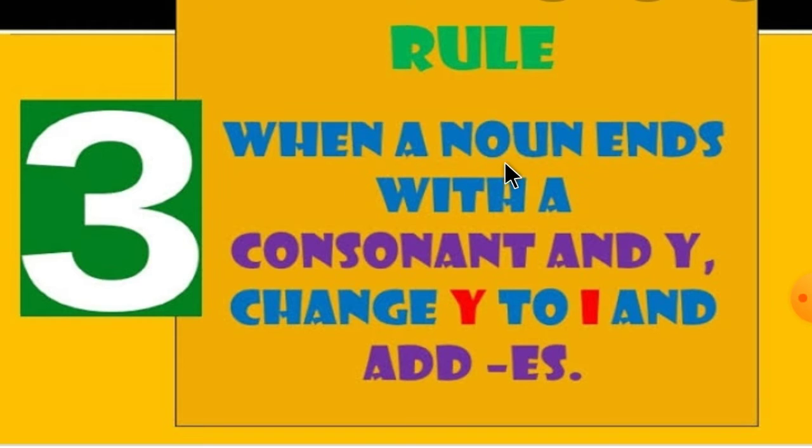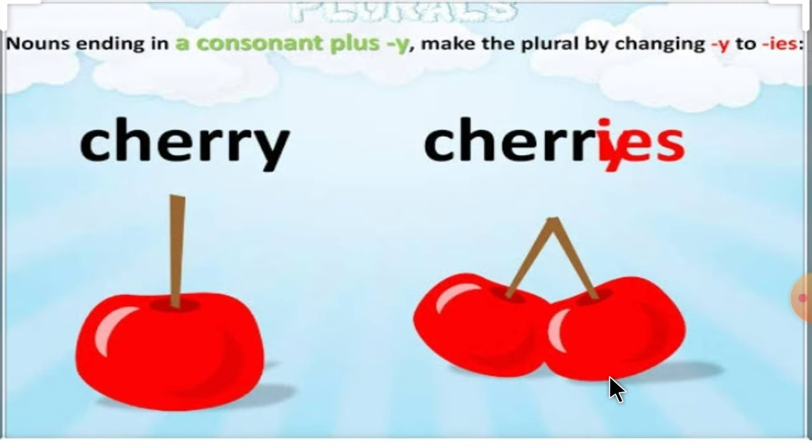Then rule number 3. When a noun ends with a consonant and y, change y to i and add es. When any word ends with a consonant and y, then change y into i and then add es. Let's see an example. Cherry, cherries. See here, y turns into i.